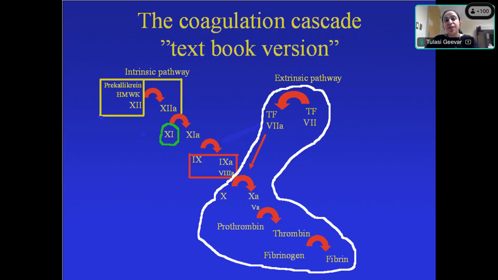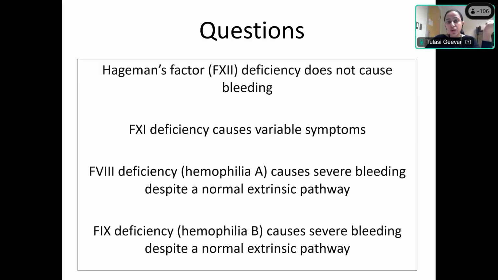That is, there are some patients who bleed even with a level of 20%, while there are some patients who do not bleed even with undetectable levels, like the patient that we saw. So according to the cascade, the 12 and 11 are required for activation of 9 and 8. Hence, they should bleed even more than hemophilia A and B patients if explained by this cascade. So these were the questions which were not answered by the coagulation cascade.